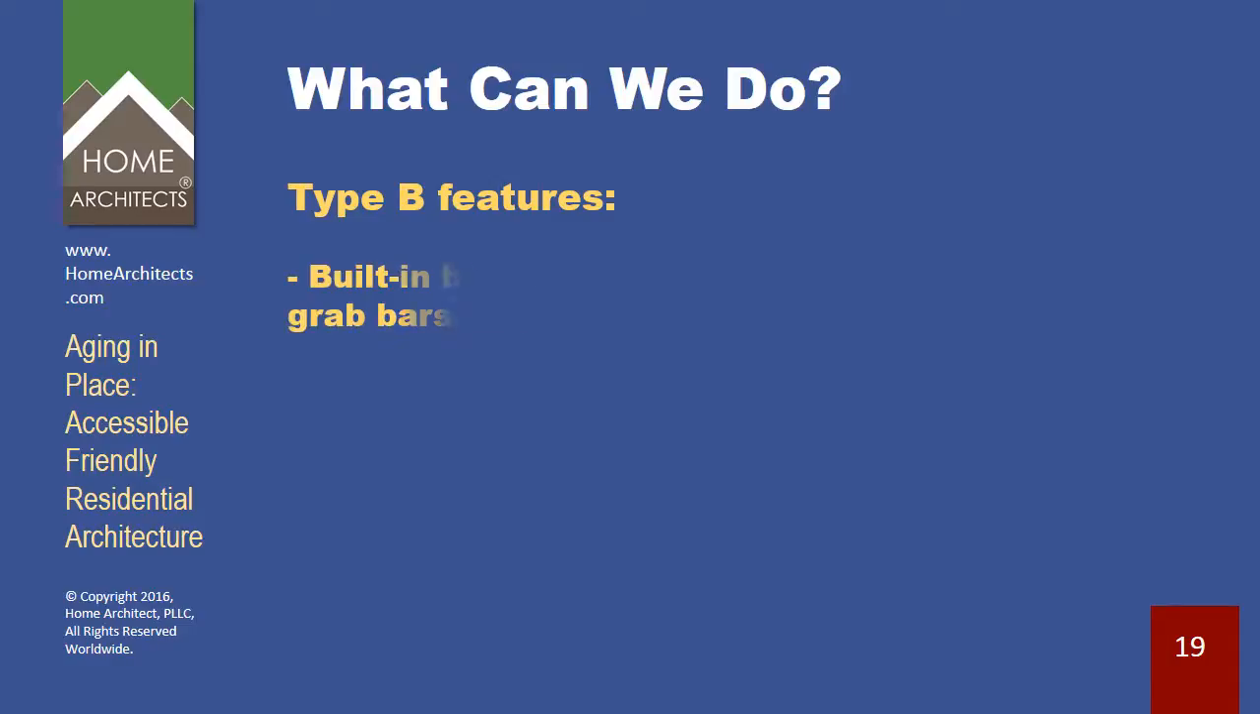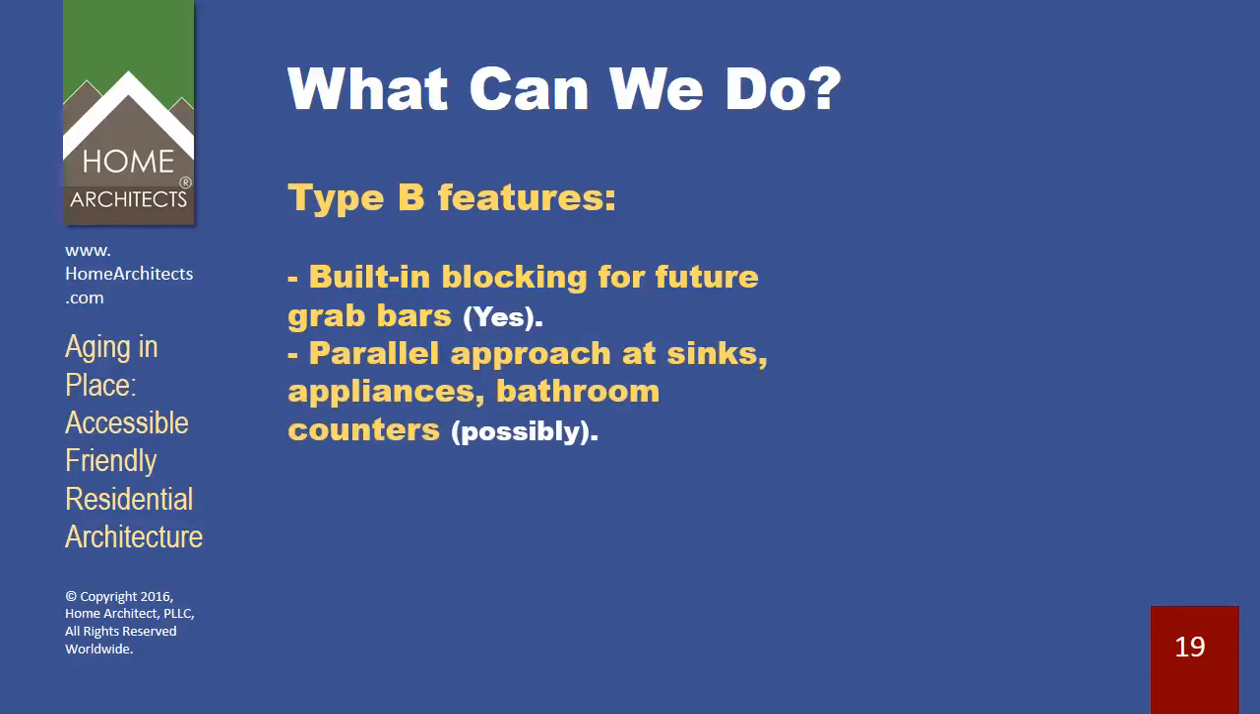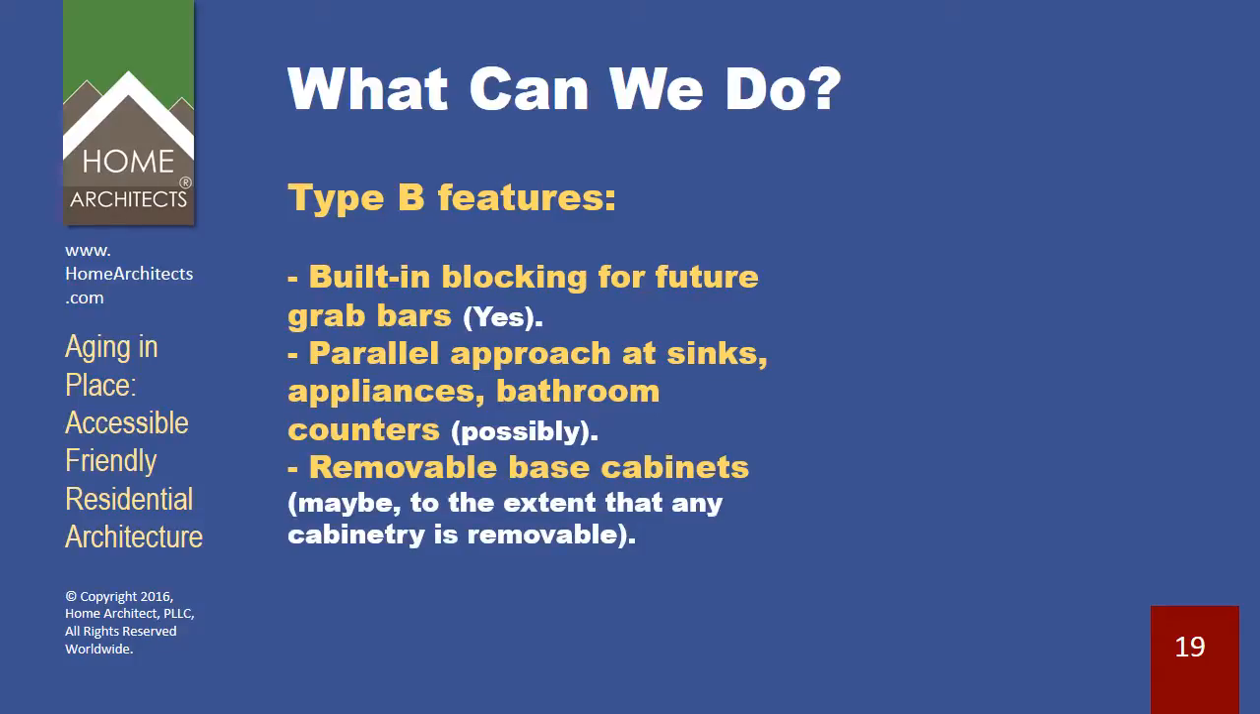Type B features, built-in blocking for future grab bars. That's easy to do, sure. Parallel approach at sinks, appliances, bathroom counters. Possibly. Removable base cabinets. Maybe to the extent that any cabinetry is removable.